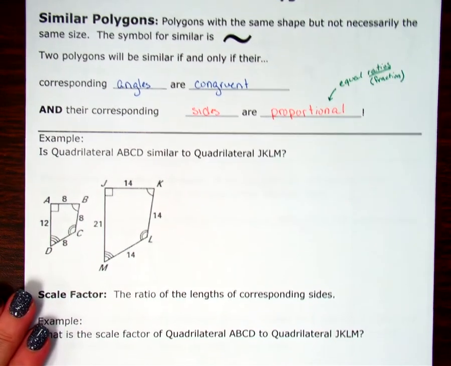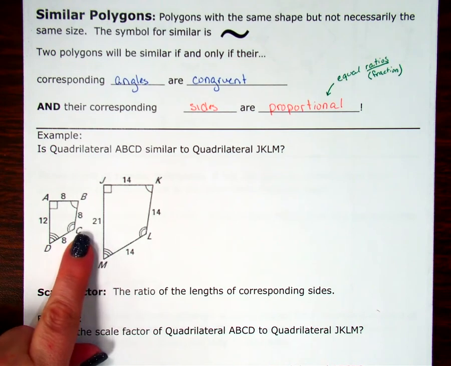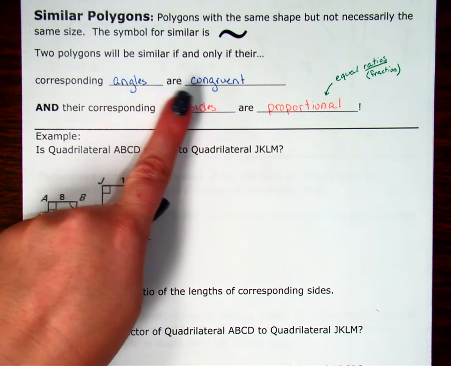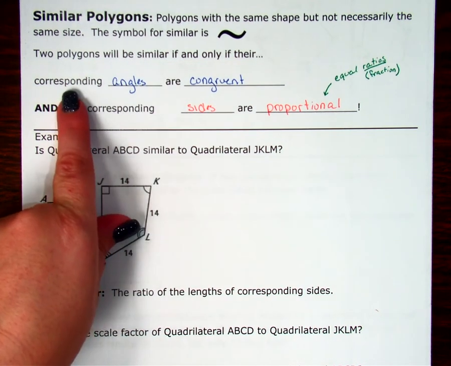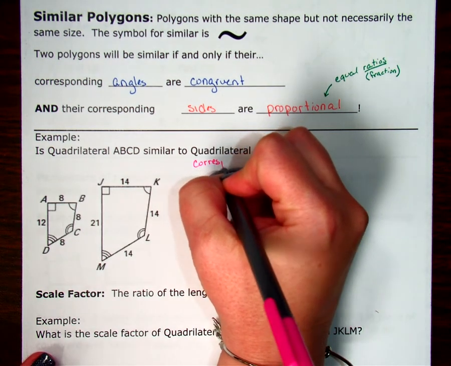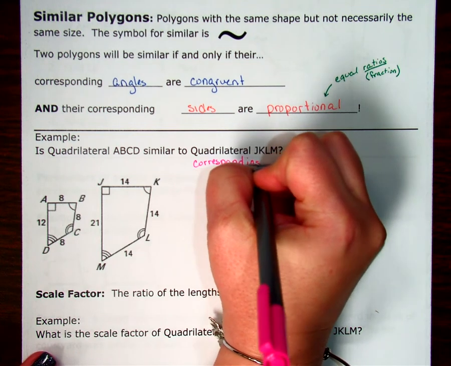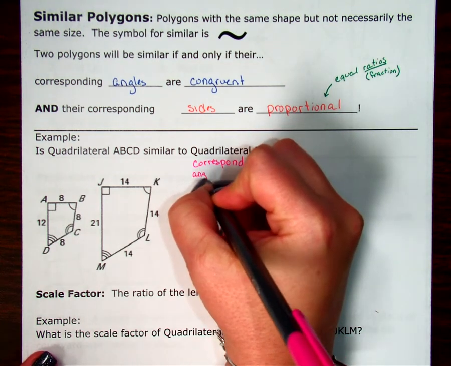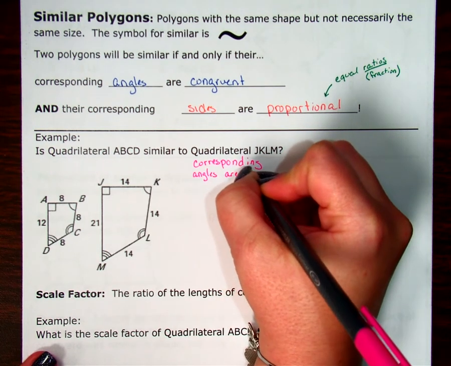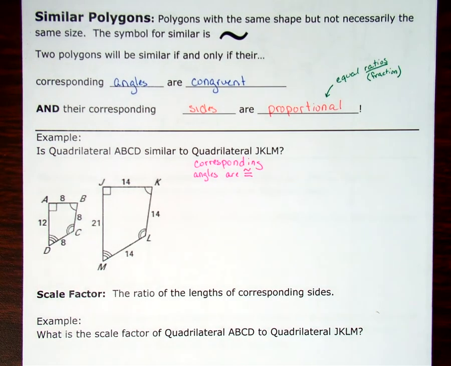My first example says, is quadrilateral ABCD similar to quadrilateral JKLM? Okay, so the first thing we want to check is, are the corresponding angles congruent? So it's important that we know that they are corresponding angles are congruent. And I'm just going to use the symbol for congruent so I don't have to write it out. Okay, so let's check and see, are the corresponding angles congruent?